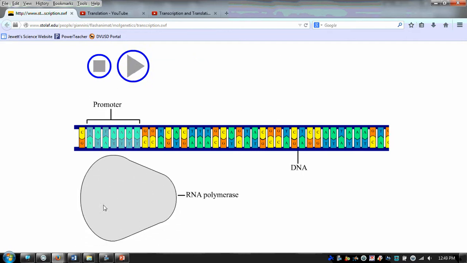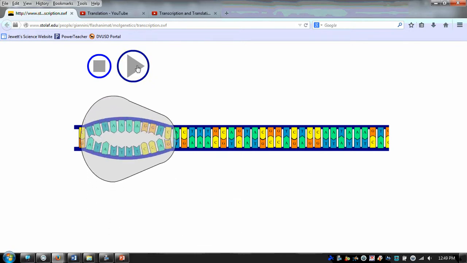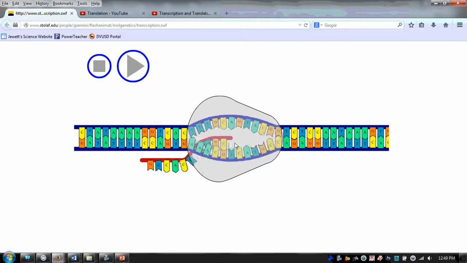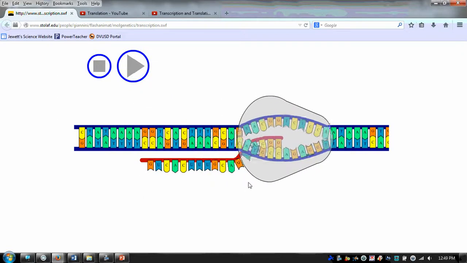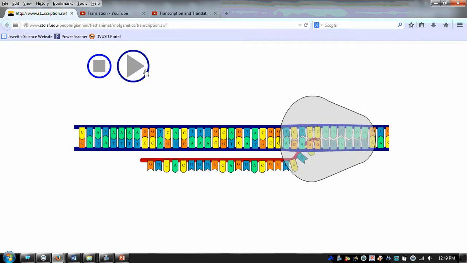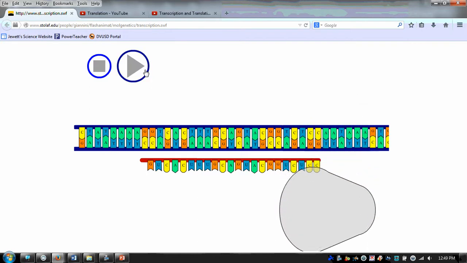So here's the RNA polymerase. This promoter sequence is where it tells it where to start, and this would be your DNA. The RNA polymerase opens up the DNA, and a complementary strand of mRNA is produced, and the DNA zips right back up, and now you have your mRNA strand. The terminator is what tells that RNA polymerase where to stop, and the process is complete. It's fairly simple for this part of the process.